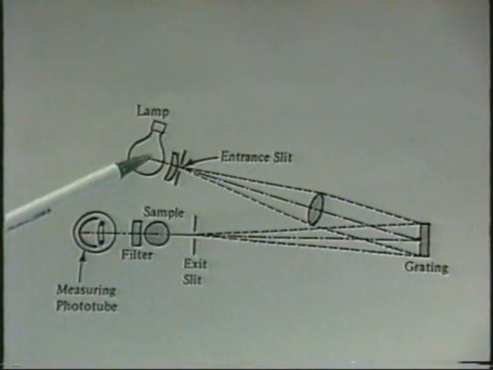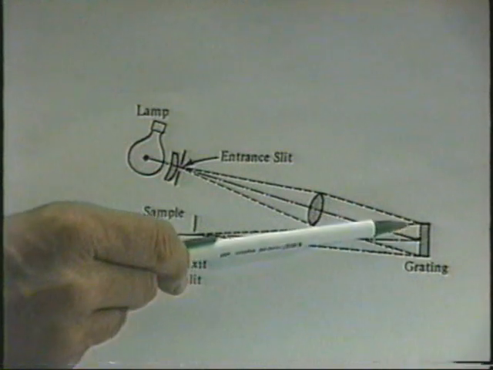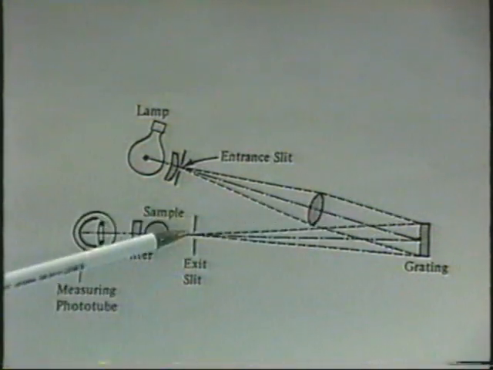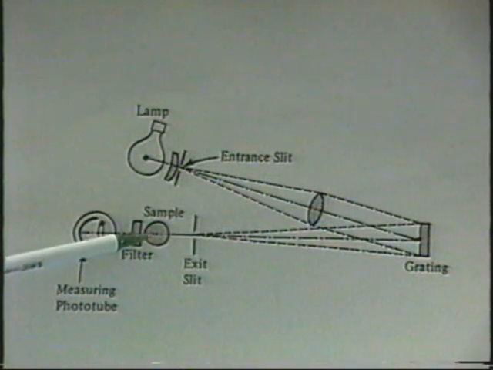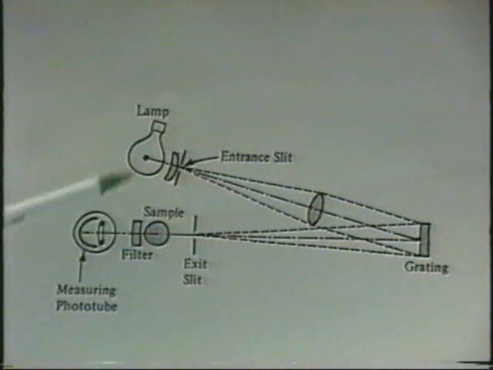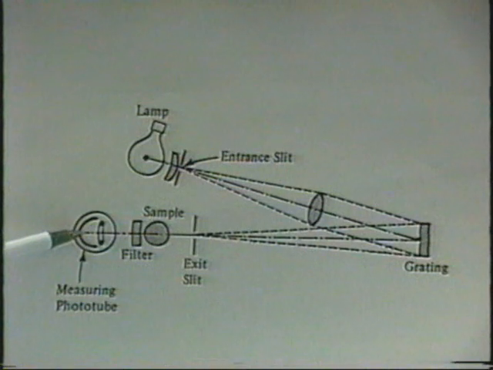So the lamp generates the light, the grating separates it into its components, the slit selects the right component or color of light, allows it to pass through the sample, and the phototube then measures the amount of light which actually passes through the sample.